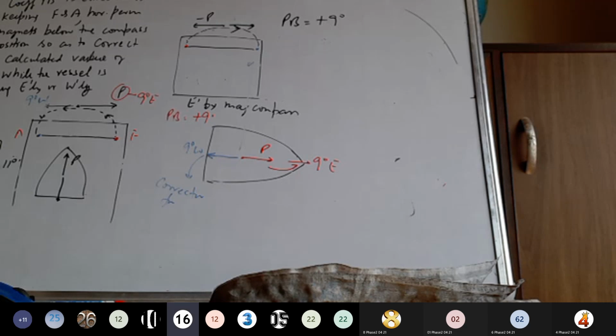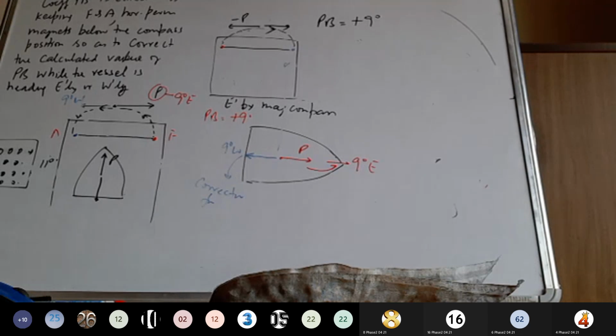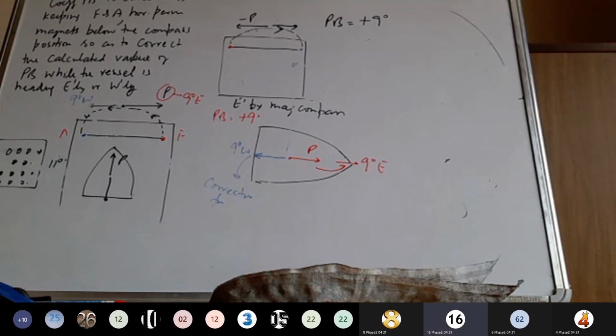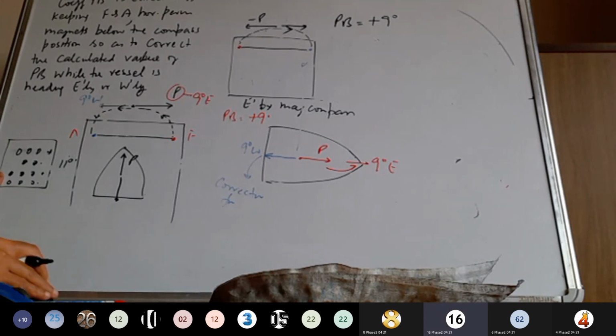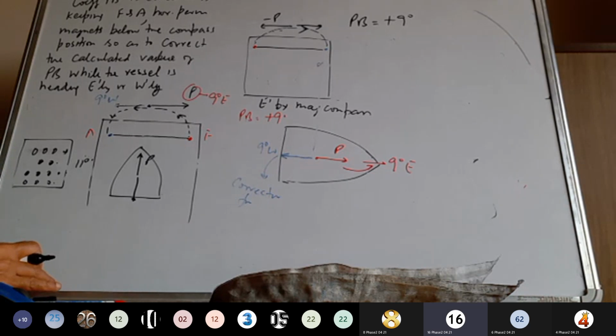Understood? Move the camera a little, sir. We cannot see the left side of the board. Can you see now? Sir, a little more, please. Okay, yes, now we can see.